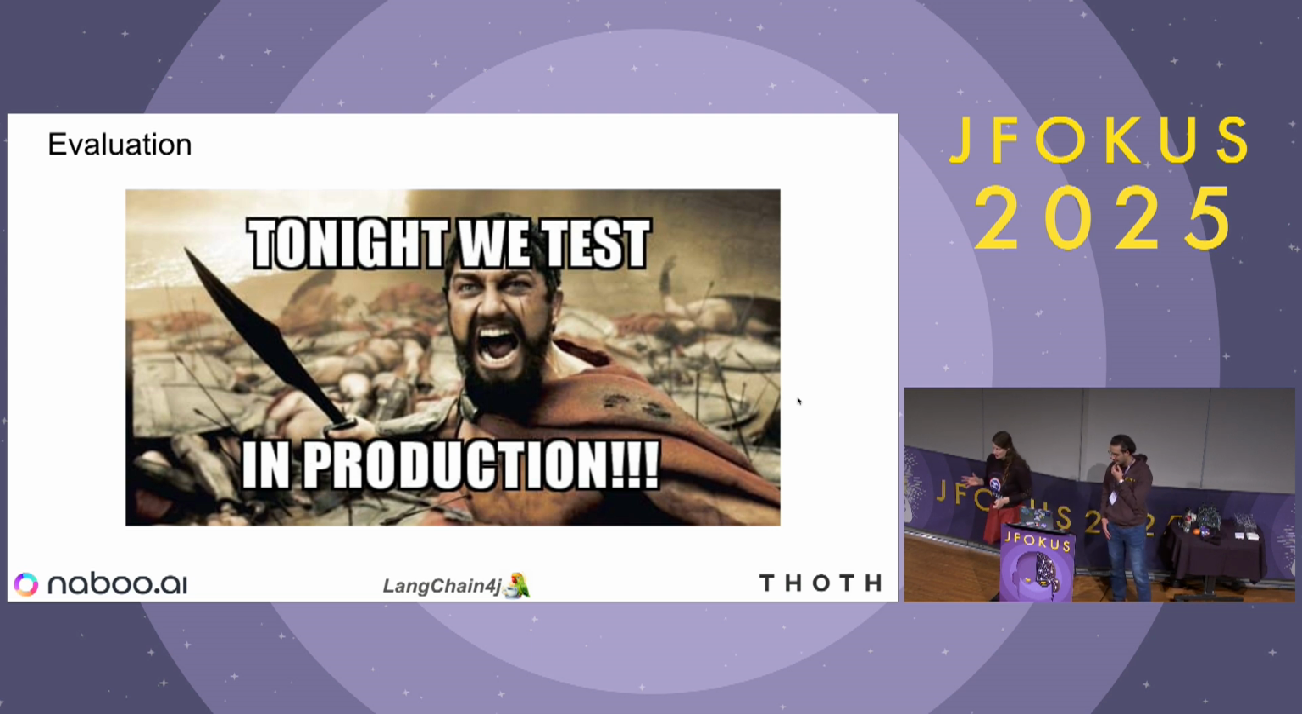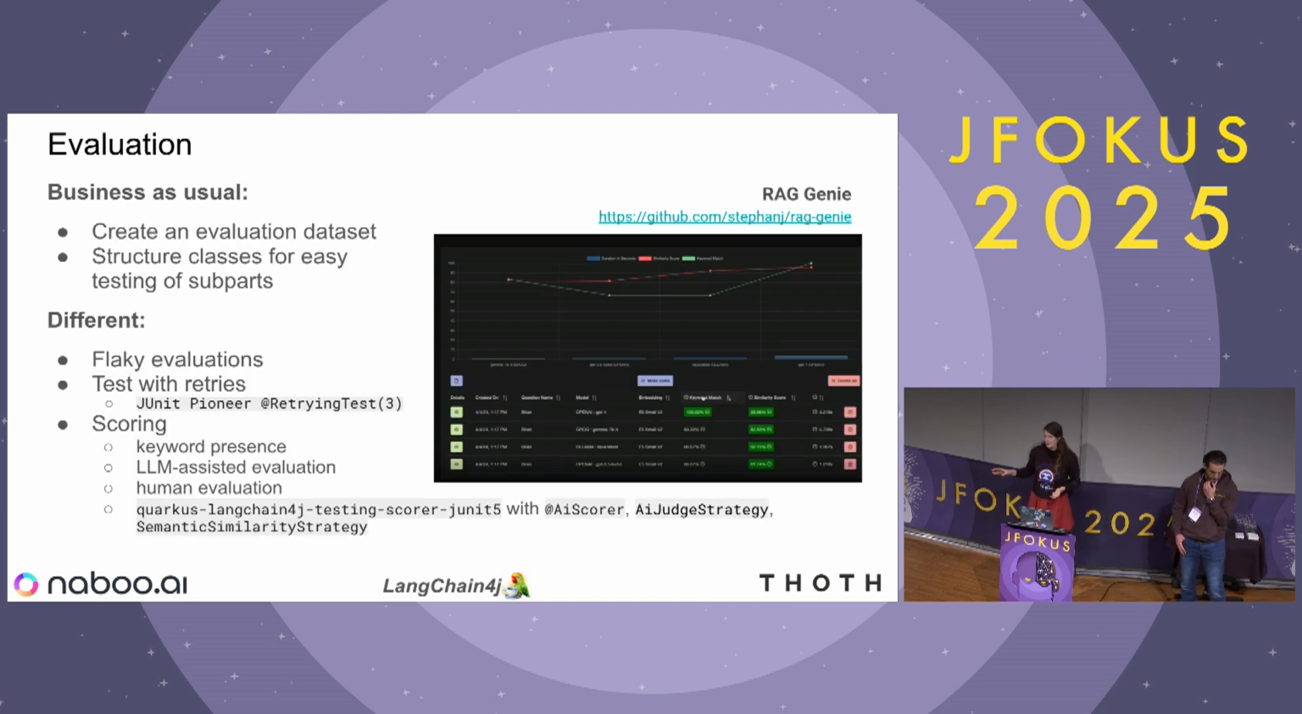Good, then a very important and very hard one: how to evaluate these non-deterministic applications. The same thing as always, you have some input and some desired output, so your evaluation data sets, and you want to structure your classes in a way that they are easily testable. But what's very different is that they will never 100% pass. So there are a couple of solutions. JUnit Pioneer comes with retrying tests, as you can see there. If one of those 3 passes, the whole test will pass. And then very nicely, the Quarkus guys made a kind of AI scoring tests that I also hope come to vanilla LangChain4j soon.